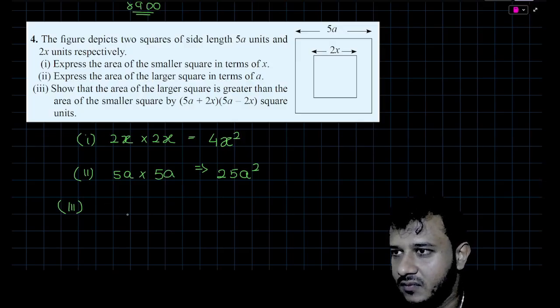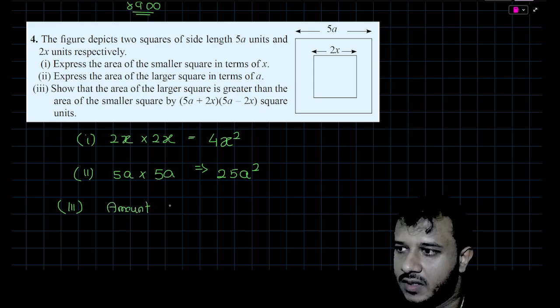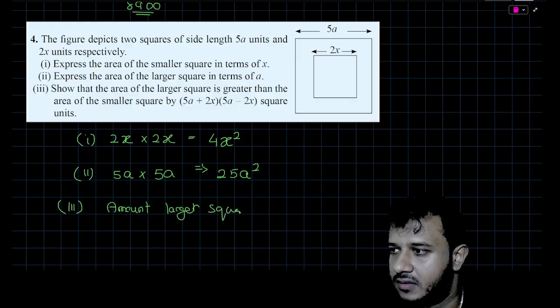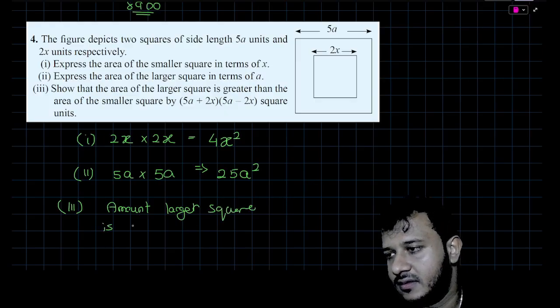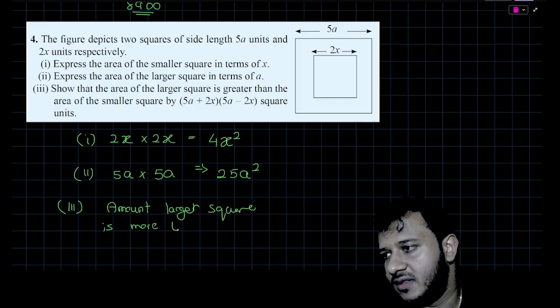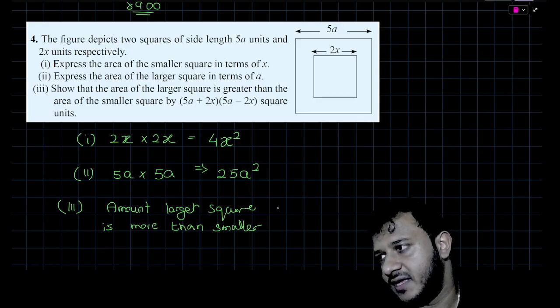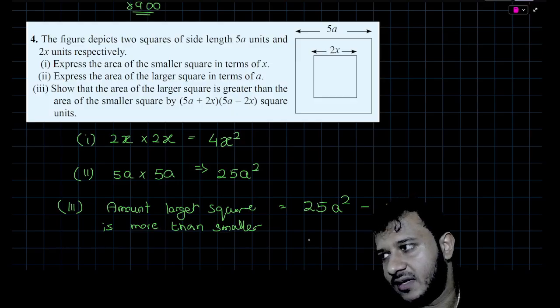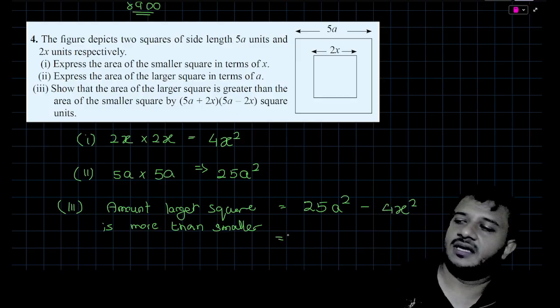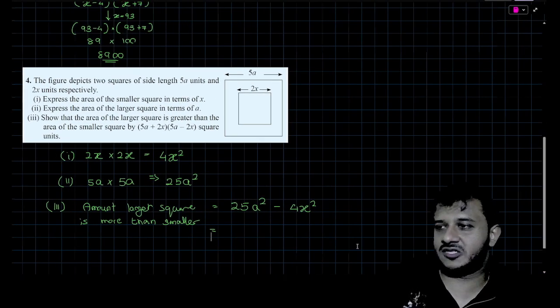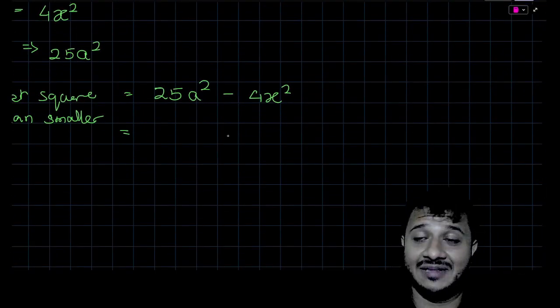So what do we do with it? Larger square is more than smaller square by an amount equal to the area of the larger square minus the area of the smaller square. But Pute, this is what the answer is, but that is not the way they want the answer. They want the answer in a little bit different way.